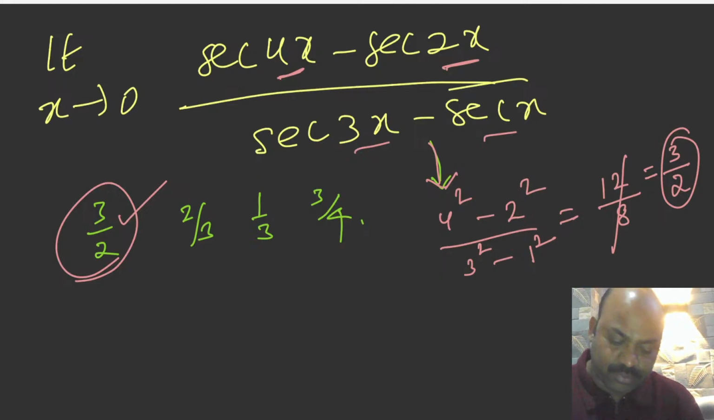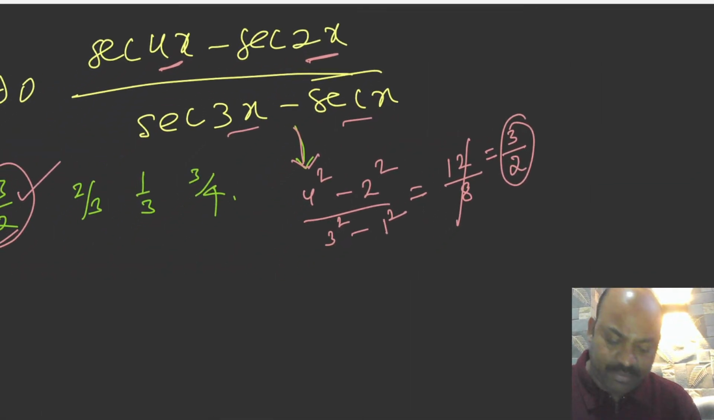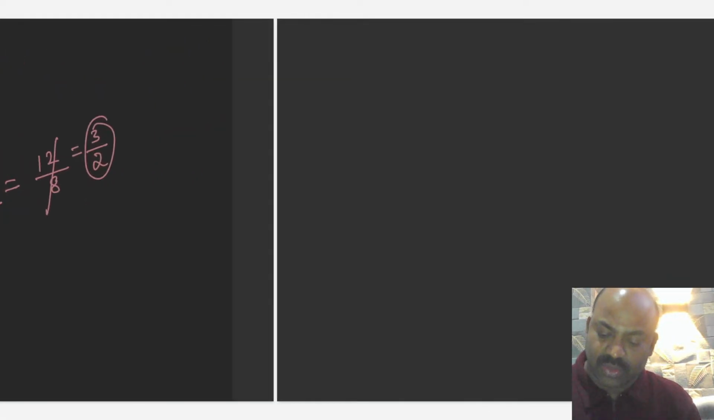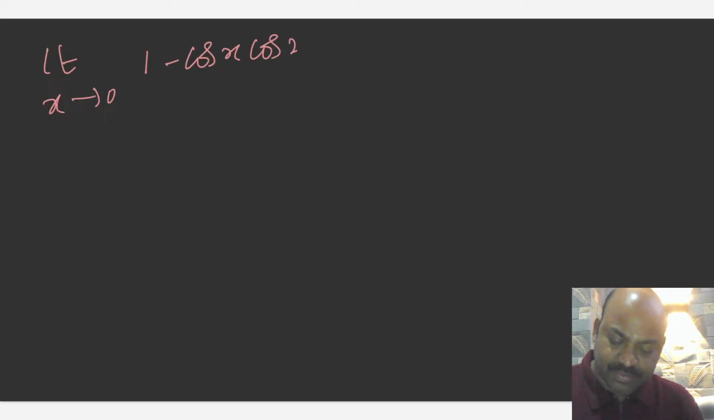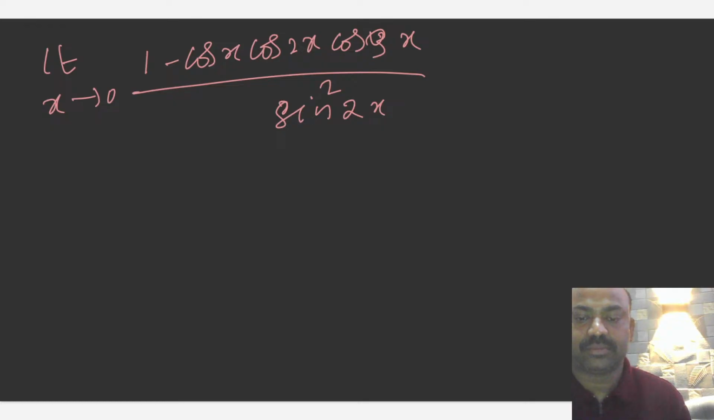Solve this beautiful question. Question is lengthy, but with our shortcut you can solve it very easily. Limit x tends to 0, 1 minus cos x cos 2x cos 3x by sine square 2x. Now I am going to give a very beautiful shortcut. Get ready for this.